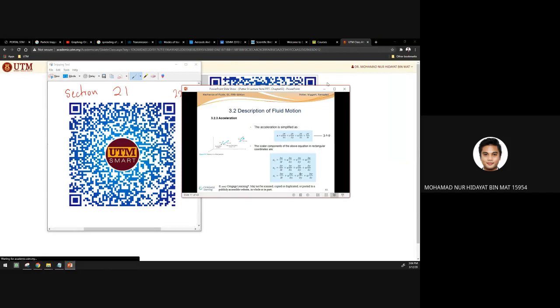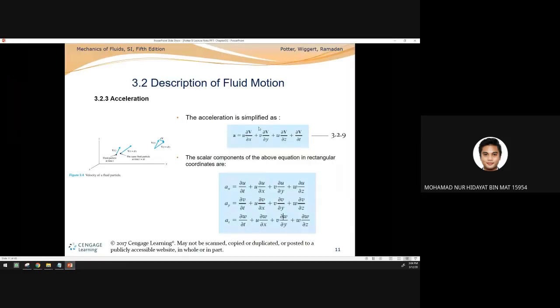I hope you can see my screen. Alright, so you can see my screen, right? The last part we learned about the fluid in motion. So in the motion we need to involve velocity, acceleration, angular velocity, vorticity. All those terms refer to the motion. So what are the motions? The motion refers to the fluid in motion.